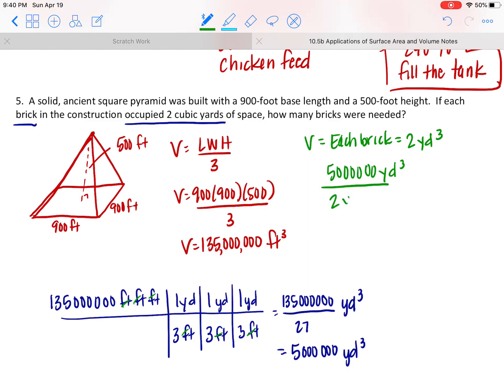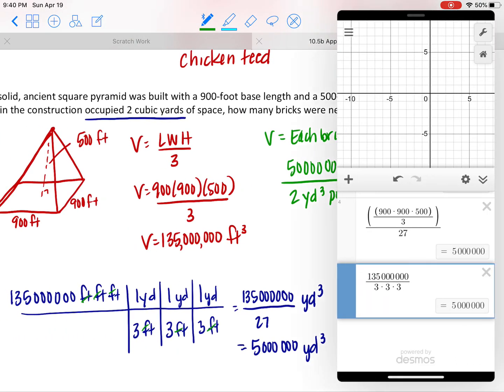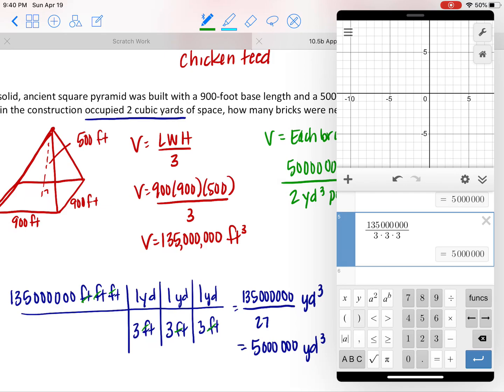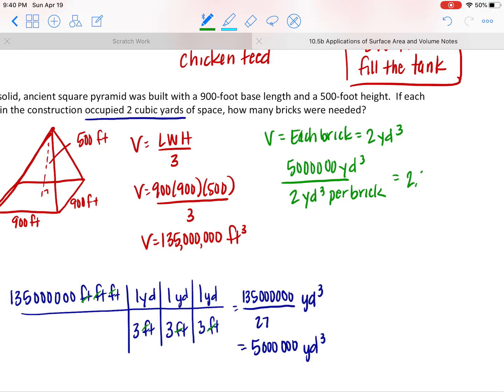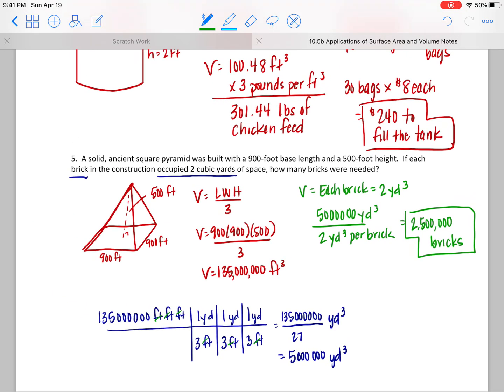So we're going to take the 5 million total yards cubed and see how many bricks fit into that. Divide it by 2 yards cubed per brick. And if we divide 5 by 2, we're going to get 2.5. I just want to make sure. It's going to be 2,500,000. And that's bricks. That's a lot of bricks. Okay, so 2,500,000 bricks to fill up that solid ancient square pyramid.